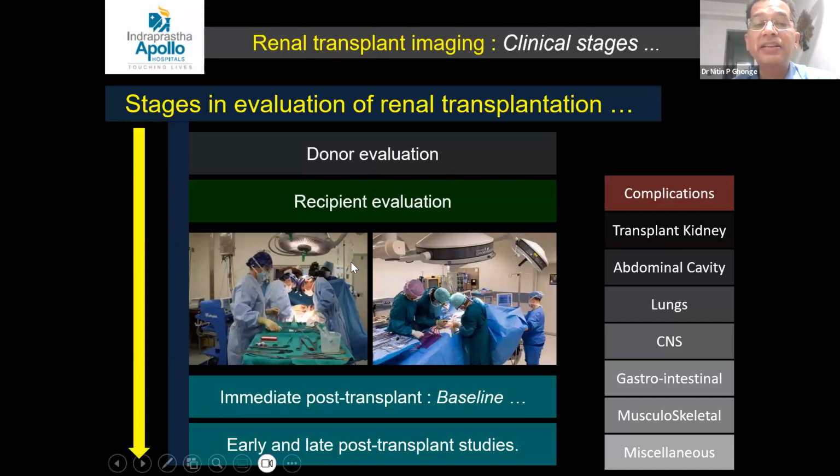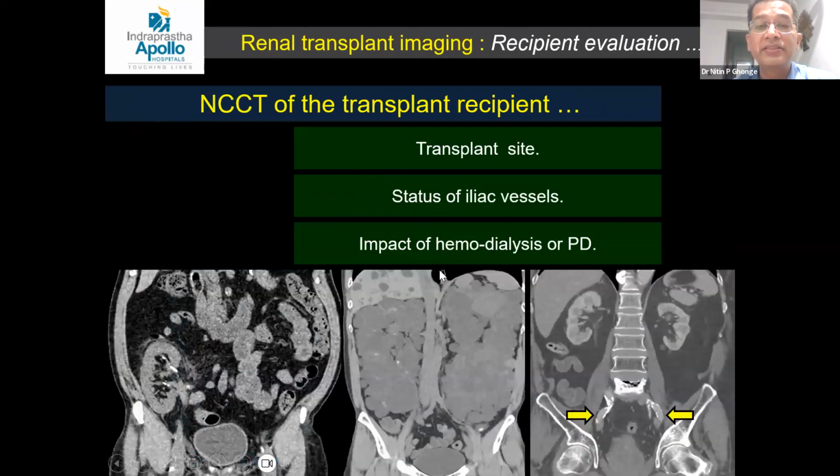When it comes to transplant evaluation, there are different stages: donor evaluation, recipient evaluation, post-transplant evaluation, baseline, and follow-up studies. So in a transplant patient, the recipient is evaluated in terms of the operative site. In this example, there is polycystic kidney on both sides, there is no space in the iliac fossa on either side for the transplant kidney. So this patient would require nephrectomy before a transplant.